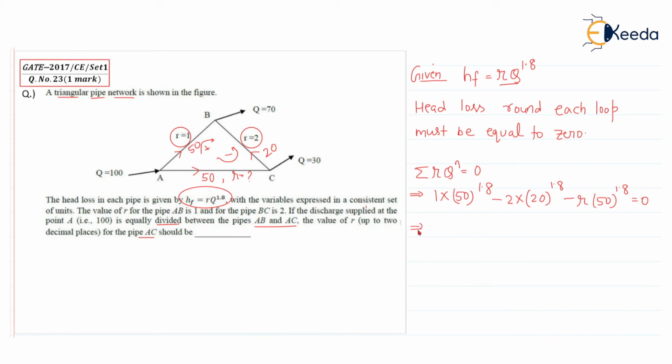So from this equation, R into 50 to the power of 1.8 is coming equal to 703.084. So from this you can calculate R, which is coming equal to 0.62. This is the final answer for the value of R for the pipe AC. We have to find the value of R for the pipe AC, and 0.62 is the answer here. Okay, thank you.